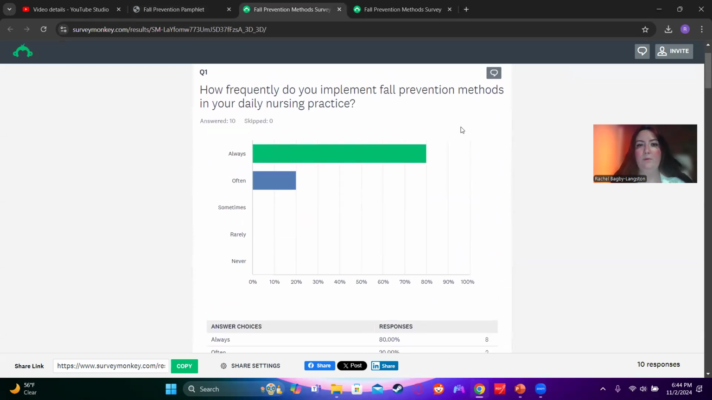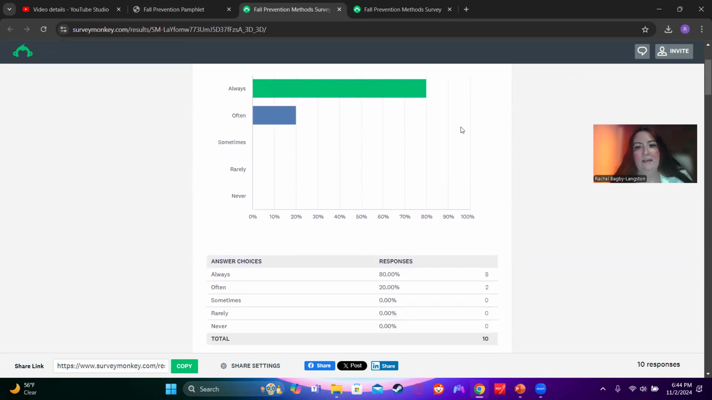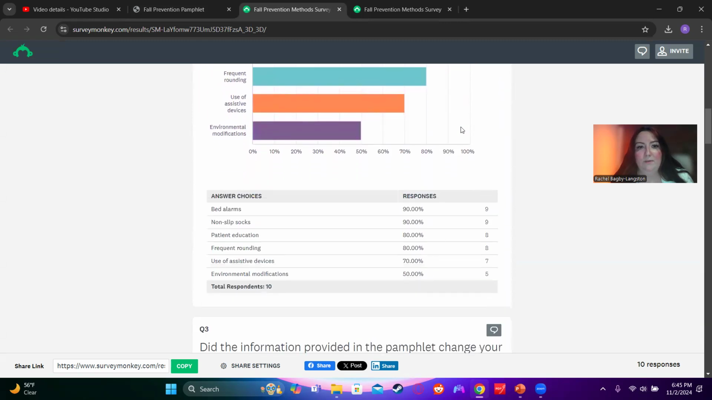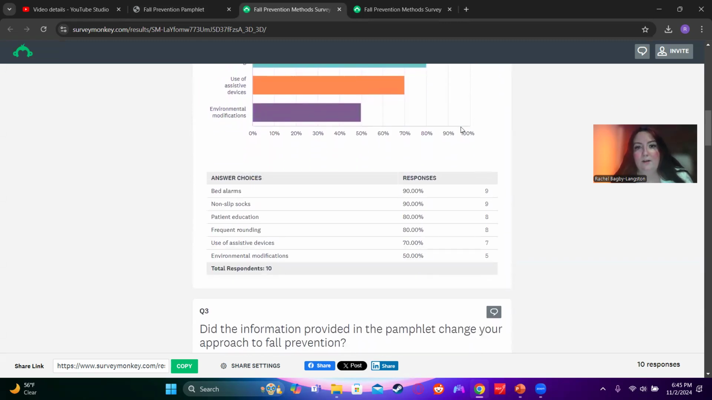All right, so how frequently do you implement fall prevention methods in your daily nursing practice? 8 people said always, 2 people said often. That's great. That means most of the time we're doing what we should be doing. Which fall prevention methods do you commonly use? So 9 out of 10 said bed alarms and non-slip socks. 8 out of 10 said patient education and frequent rounding. 7 out of 10 said use of assistive devices, and 5 out of 10 used environmental modifications. So lots of wiggle room there on things that we should be doing that some people are not doing.